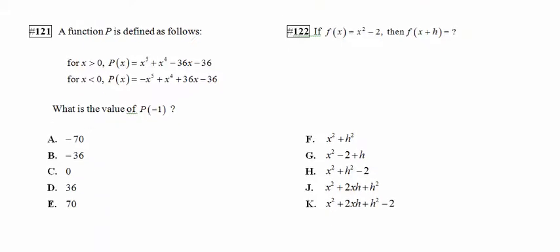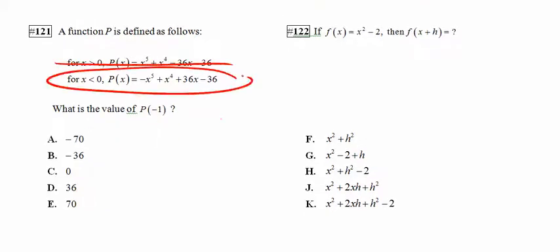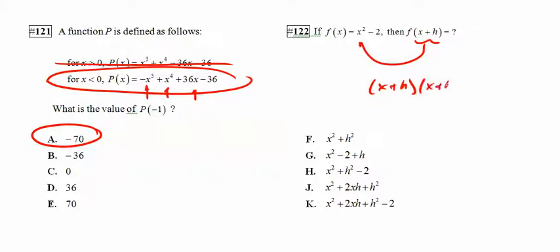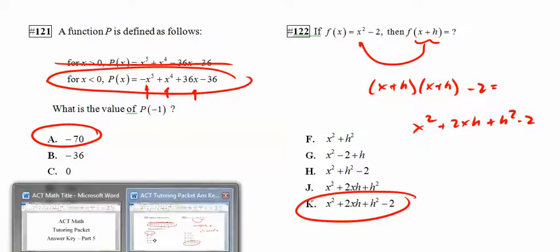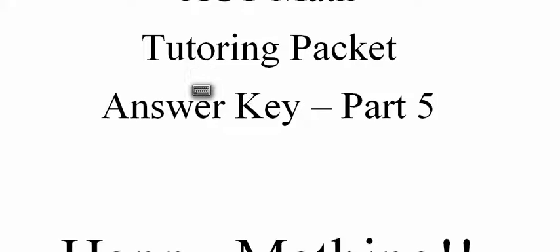It's one of my favorite problems. Function p is defined, negative 1, so we want the bottom one. Plug in negative 1 here, here, here, and you should get negative 70. And last one, plug in x plus h here. Make sure you FOIL it out. You should get x squared plus 2xh plus h squared minus 2. That's it. Happy mathing.